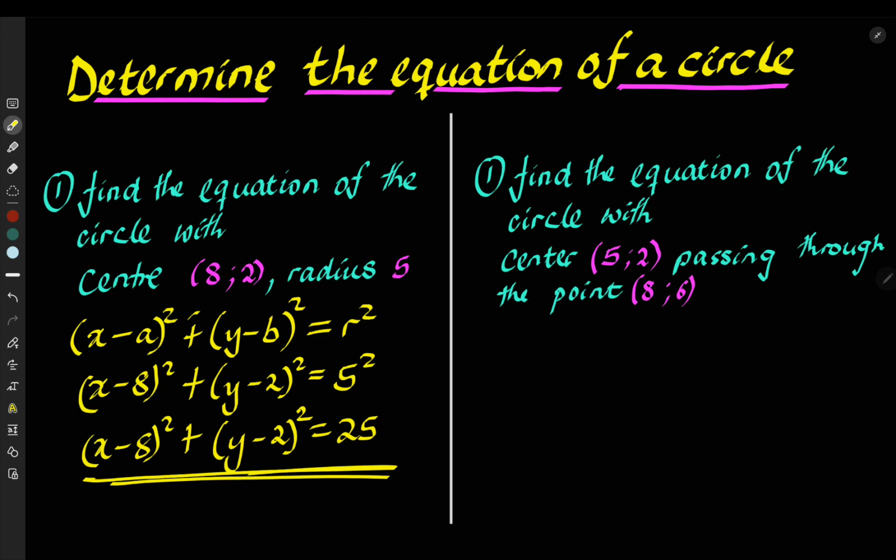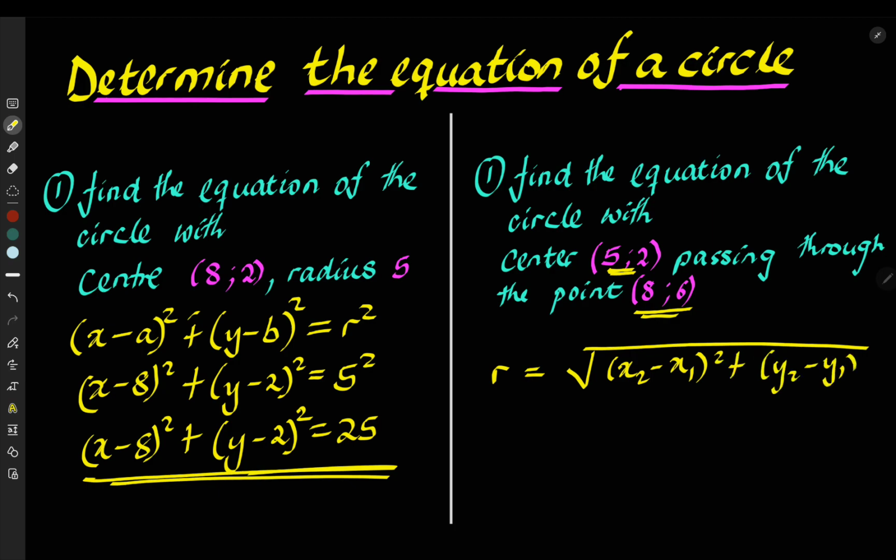Now, in the next question, we are asked to find the equation of the circle with the center given again, passing through the point (8, 6). So the circle passes through that point, but we don't have the radius. Once we have got a point on the circumference, we can determine the radius using the distance formula. So r in this case will be equal to the square root of, let's write the formula first, (x2 minus x1) squared plus (y2 minus y1) squared.